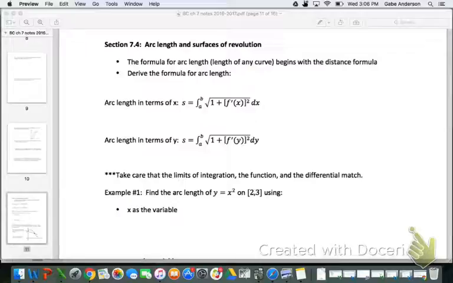Like how long? What is the length of that curve? It starts with a distance formula, and we'll derive that here in just a second. But I want to show you the formulas first. So arc length in terms of x or arc length in terms of y is going to be the integral from a to b of the square root of 1 plus f prime squared. And it could be either in terms of x or y. But really, honestly, it is just a very formulaic thing.